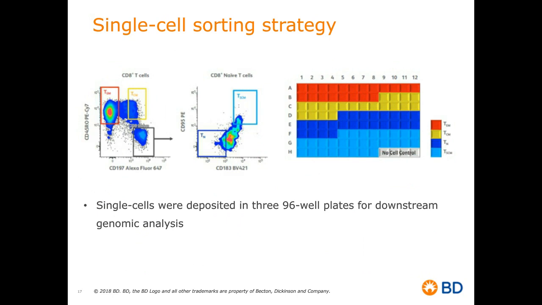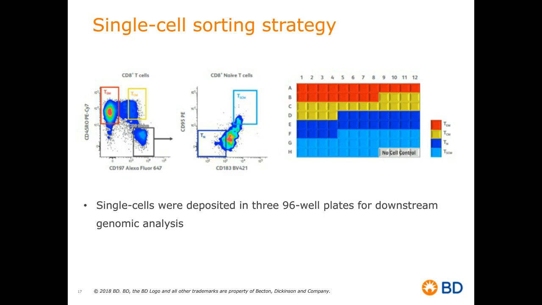So now we validate our panel, we validate the resolution, we validate our sorting precision. We are ready to perform the real experiment where we are repeating the assay, and now we can set up a plate. In this case, we use a 96-well plate where we are going to indicate to the software where we want each cell of interest deposited in each well of the plate.